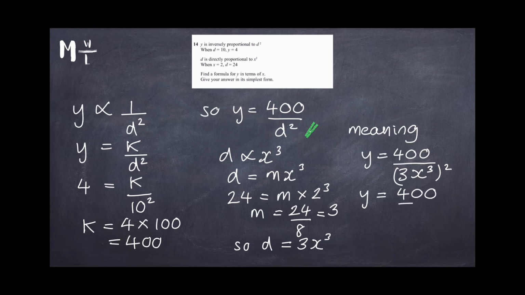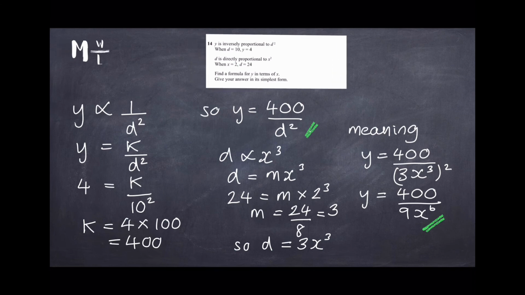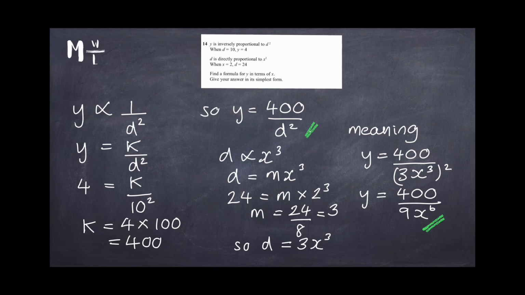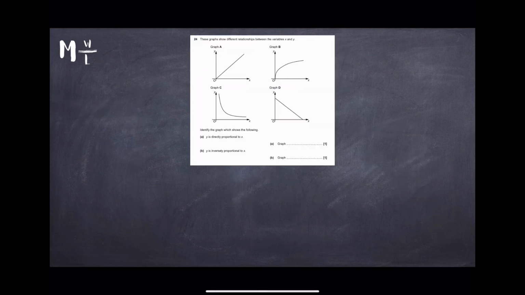What we then do is sub this back into our original equation for y, and then we'll eliminate d and have y in terms of x. So eventually we work out that y is equal to 400 all divided by 9x to the power of 6. So not so tricky after all. With a question like this, the best thing to do is just write down what you know and break it down, and then you'll get there in the end.